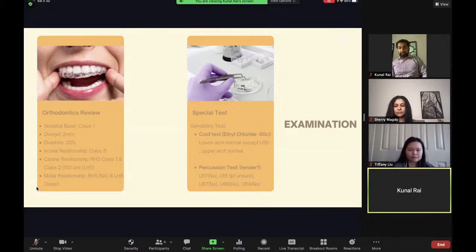Now, the incisal relationship, this has to do with the top and the bottom teeth. Does it touch just at the tip, or middle, or right at the top? In his case, it was a class 3 at the tip. An ideal one is a class 1.